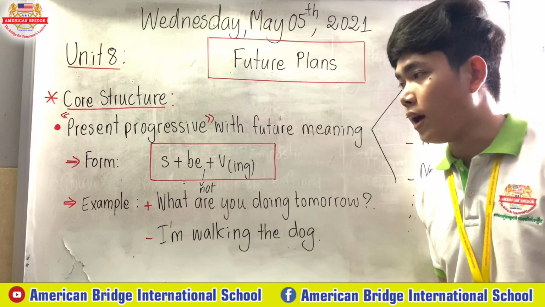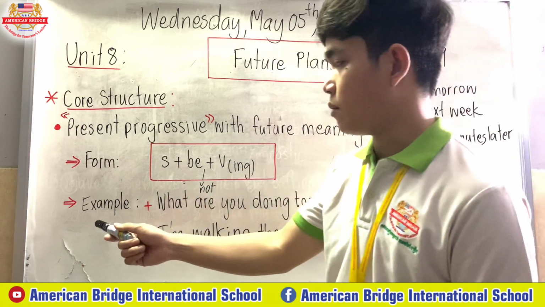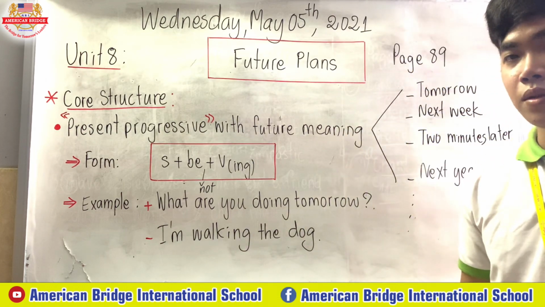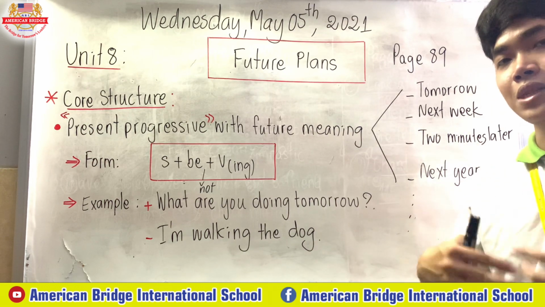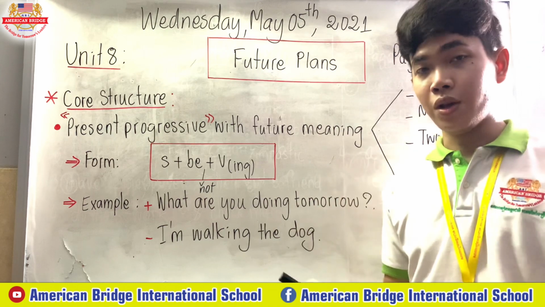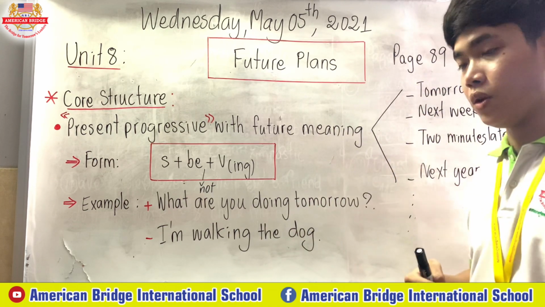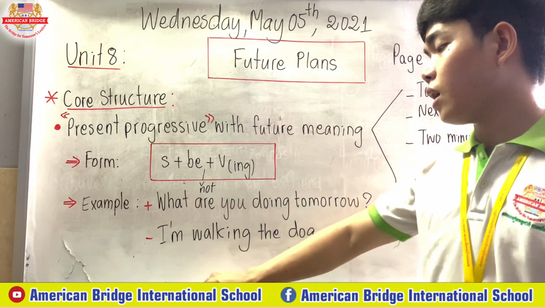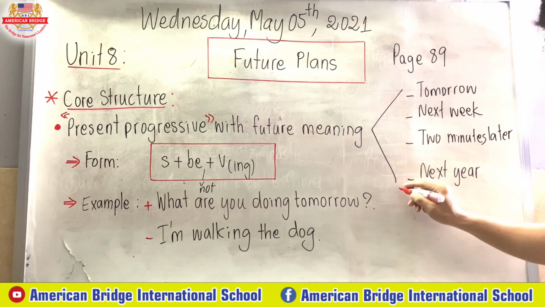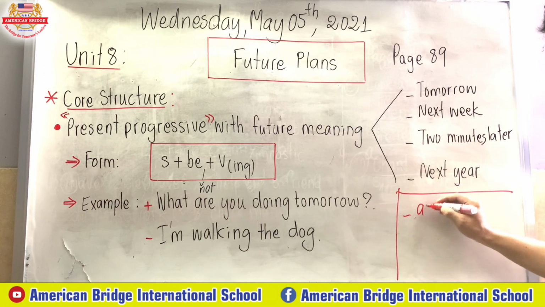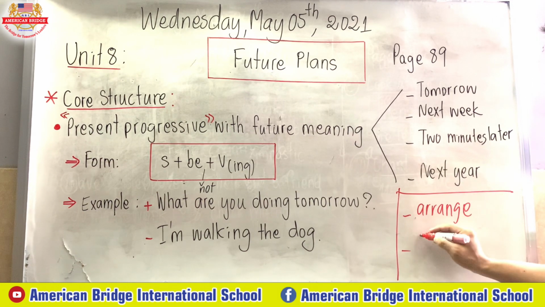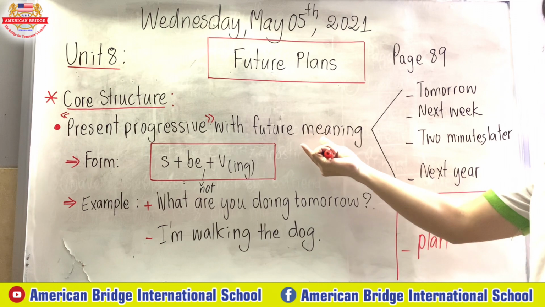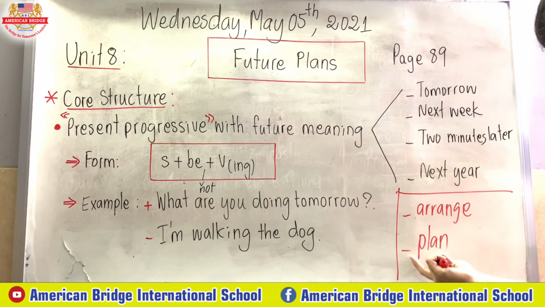Now let's take a look at the whiteboard together. Look at the example here: What are you doing tomorrow? How can you answer this question? This question wants to know what you plan to do tomorrow, what you have arranged to do tomorrow. I know some of you may have caught the words arrange and plan. As in here, the present progressive that we use has future meaning, for something that we arrange to do or plan to do.